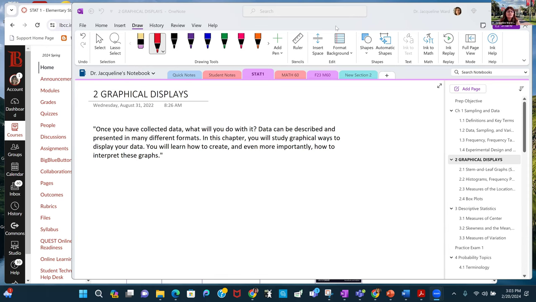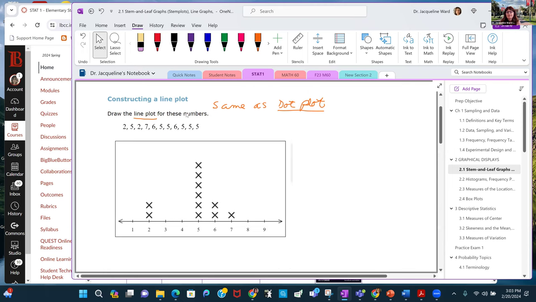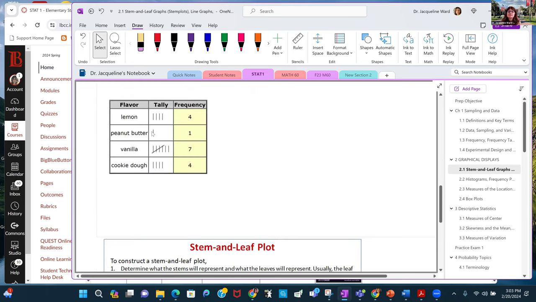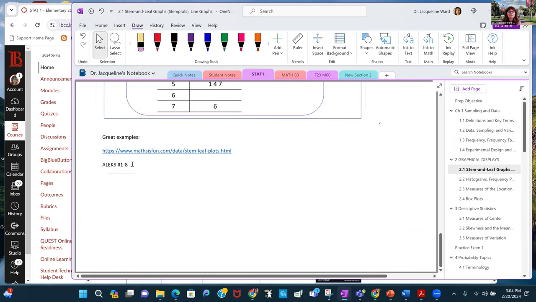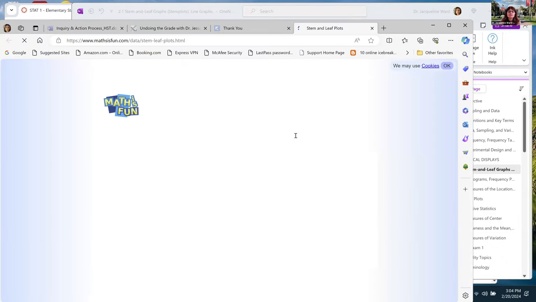All right, 2.1 is on stem and leaf graphs, also called stem plots, line graphs, and bar graphs. And just a little note here, in Alex they call a line plot the same thing as we saw before when I was plotting the number of hours we sleep on average per night as a dot plot. We've got problems with bar graphs, tally graphs, or tally charts, stem and leaf plots. So let's just look at these problems. And there are some really cool examples in here. I may have even looked at some of this before.